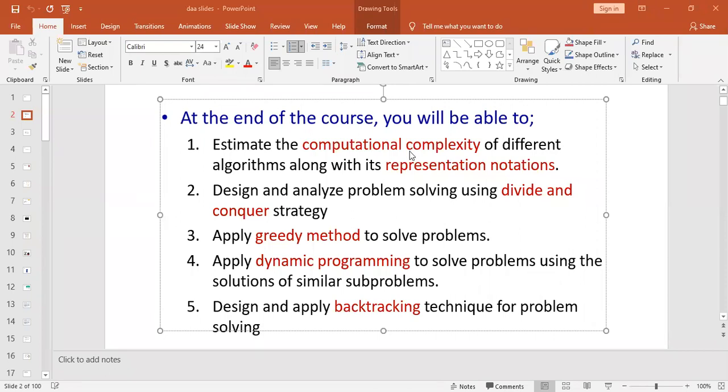We have 5 modules. The first module is computational complexity, finding the space and time complexity with different notations. Come to the second module. In the second module we discuss design and analysis problem solving using the divide and conquer strategy. In the subject we have a total of 4 methods. The first method is divide and conquer, the second is greedy, the third is dynamic programming, and the fourth is backtracking. All these are the 4 techniques of performing analysis of algorithms.